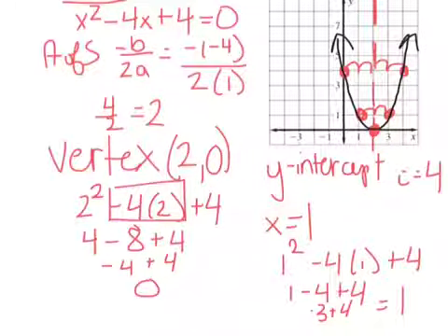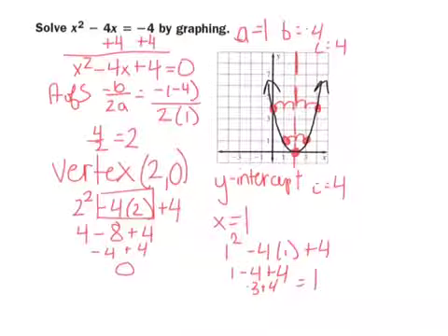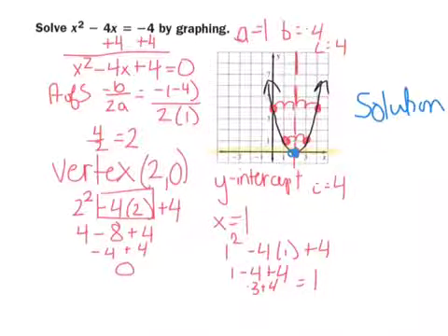Okay? And the very last step, the only new part to today, is actually just identifying where your graph crosses your x-axis. So I'm looking at this graph, and I'm looking at my x-axis, and the only point on that graph for this one is my vertex. Okay, so this one only has one solution, and the solution is x equals 2.